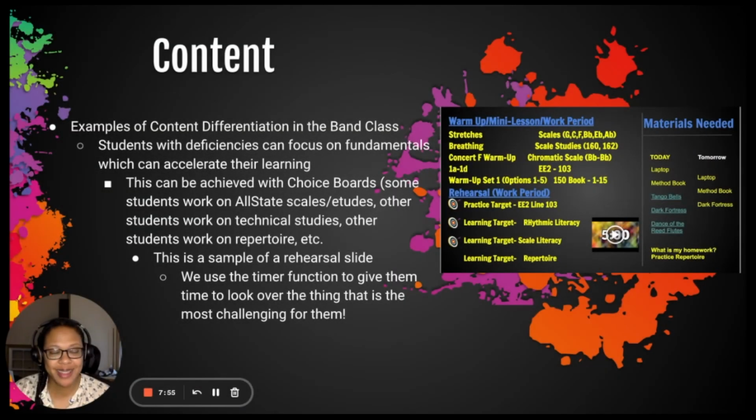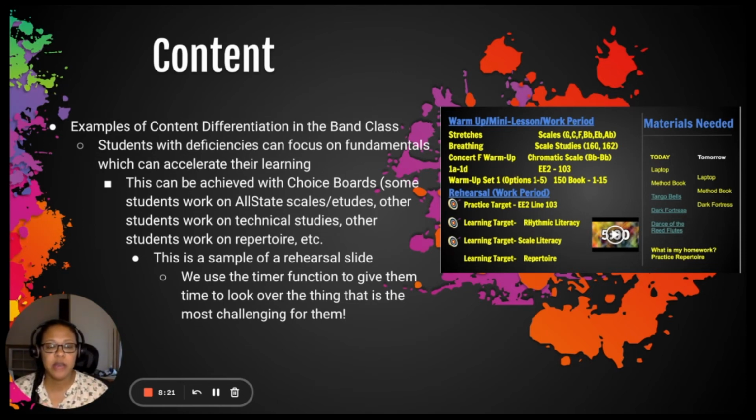Okay, I hope you enjoyed that. Again, I say work in progress. But another way to differentiate the content in the band classroom is that students with deficiencies can actually focus on fundamentals, which can accelerate their learning. This is a great way to build this into class. So this is not something that they're doing away from class. This is something in class.